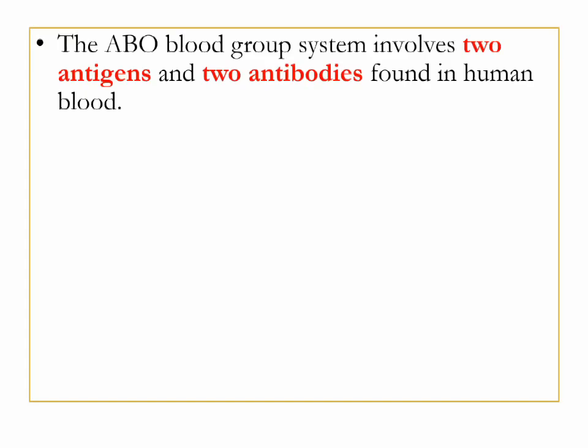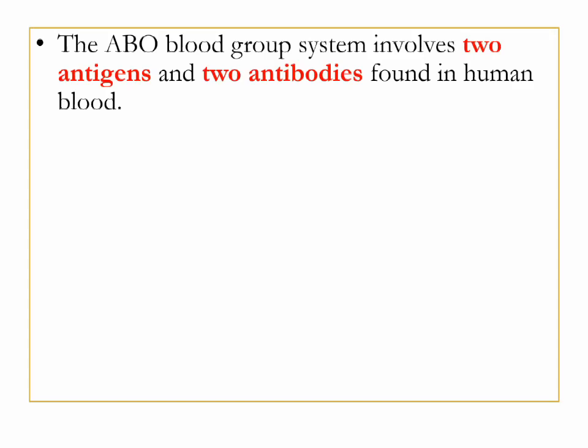So here the ABO blood group system involves two antigens and two antibodies. What are these two antigens? Antigen A and antigen B. And what are these two antibodies? Antibody A and antibody B.